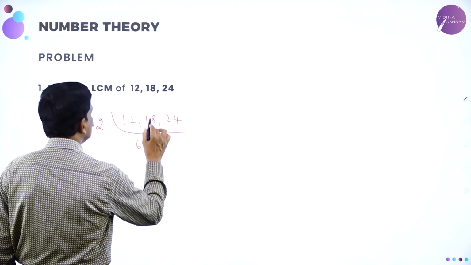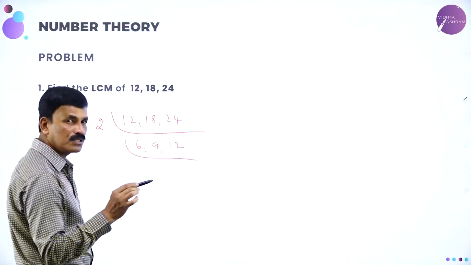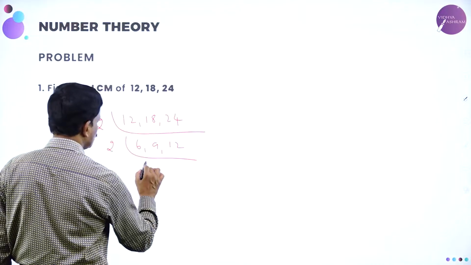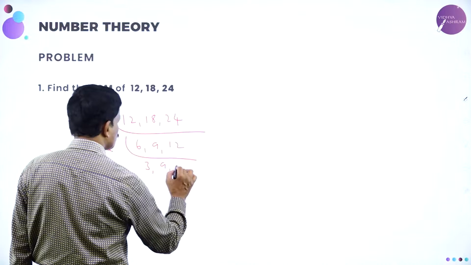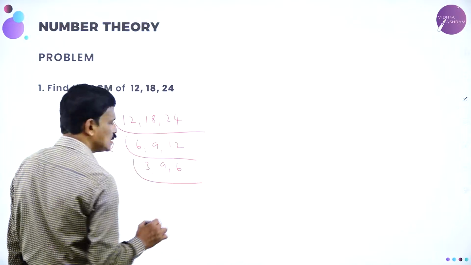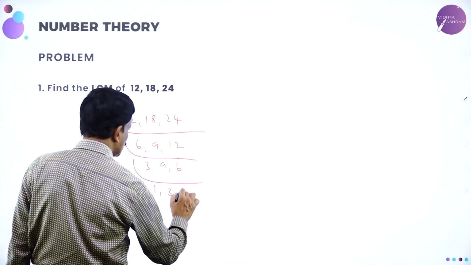2 6s are 12, 2 9s are 18, 2 12s are 24. Again, if it is possible to divide by 2, divide it. 2 3s are 6, this 9 is not divisible, and 2 6s are 12. So again we cannot take 2. Let us go to 3. 3 1s are 3, 3 3s are 9, 3 2s are 6.